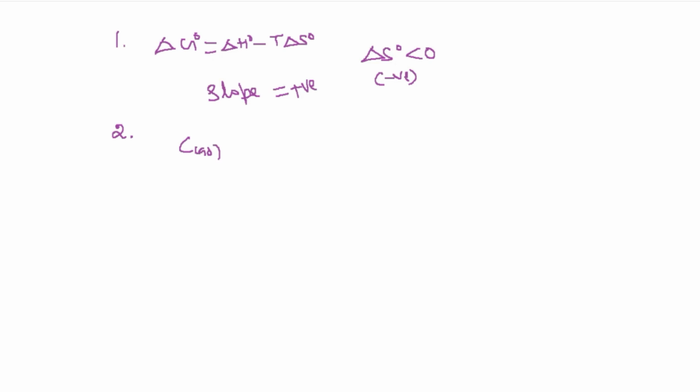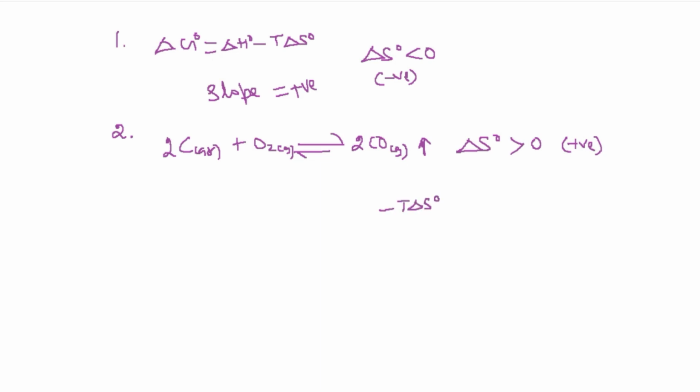Formation of carbon monoxide from carbon. Here 1 mole of gas reacts and produces 2 moles of products. So the standard entropy change is greater than 0, positive. When delta S naught is greater than 0, minus T delta S naught will be less than 0, that is negative. So the slope is negative.